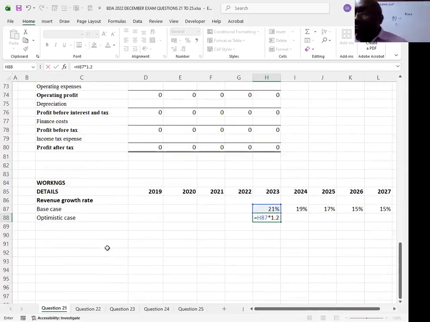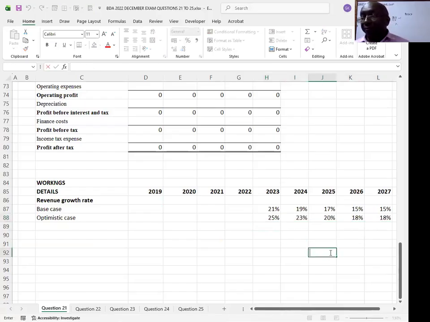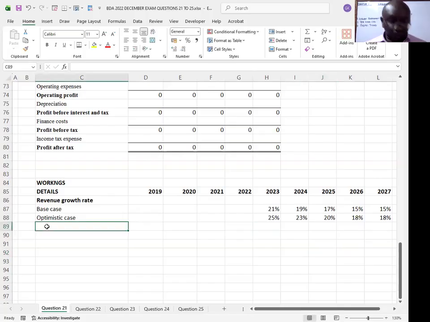Can see one has come. Yes, good. So if I convert this to percentages, click here, it's 25. Then you autofill all the way mpaka hapo. Let's go to the pessimistic case.